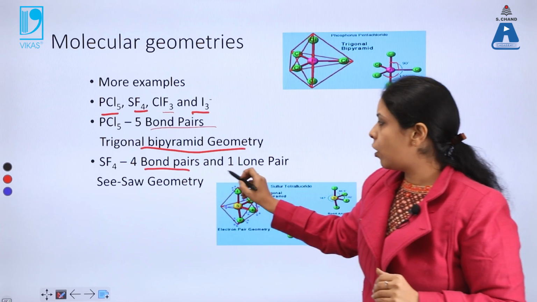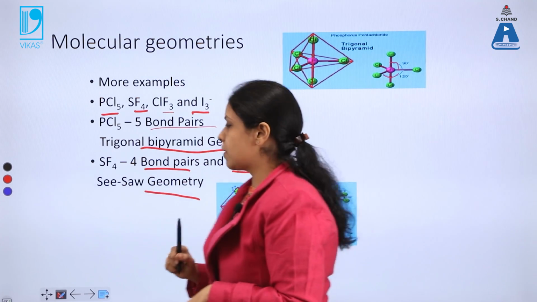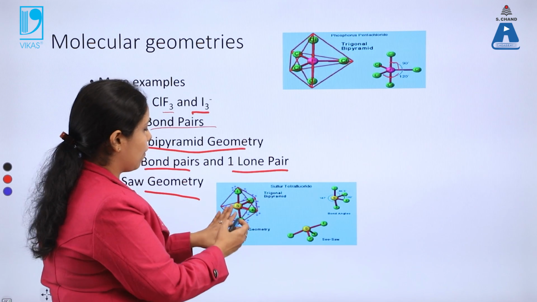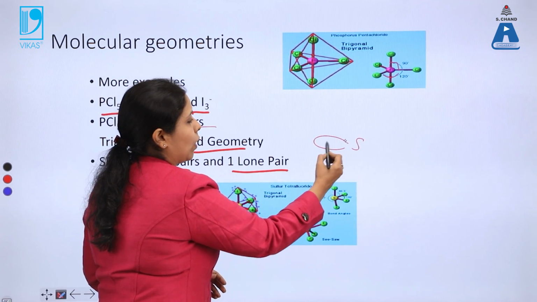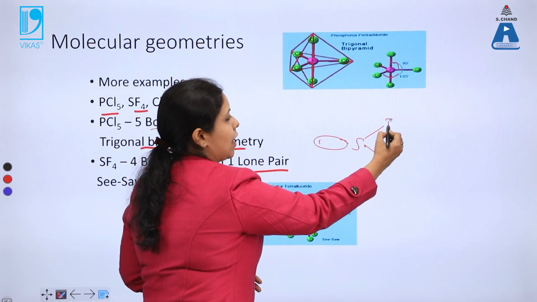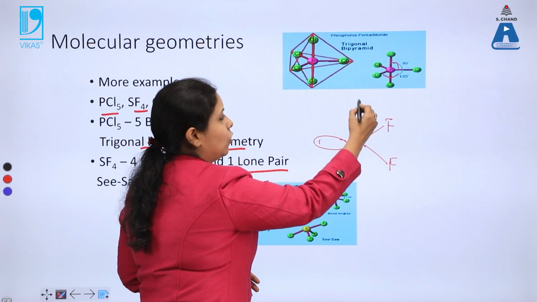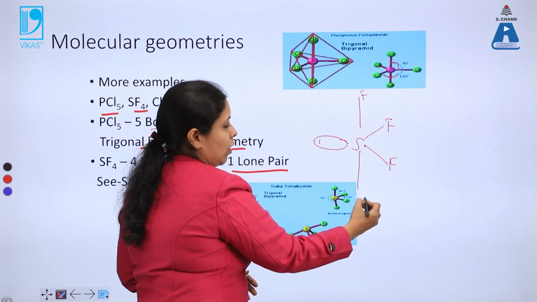This has 4 bond pairs and 1 lone pair. The geometry is seesaw. So what happens in this case? Now in this case sulfur has 1 lone pair. So this is my sulfur, it has 1 lone pair and the bonds are like this, two S-F bonds in the plane, and 2 bonds are like this, above the plane and below the plane.